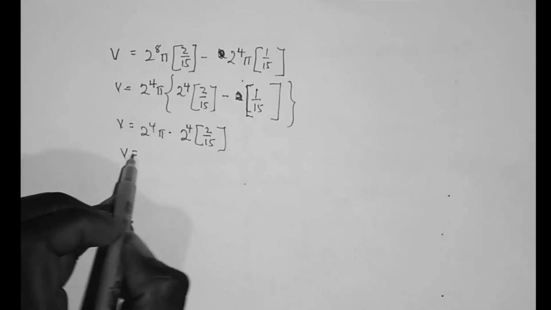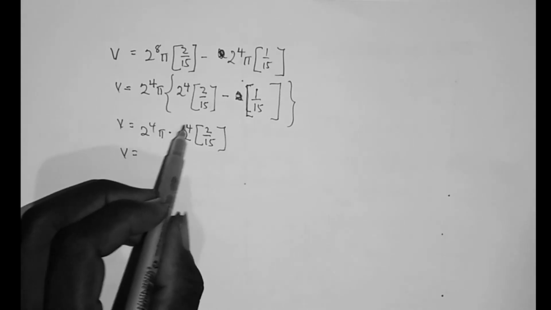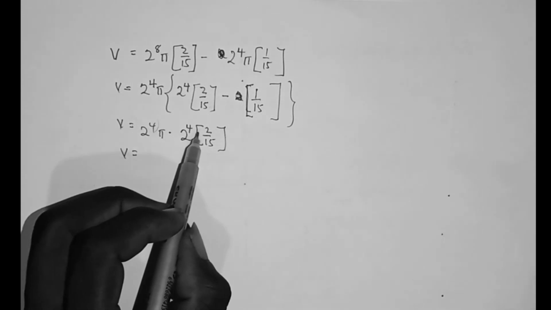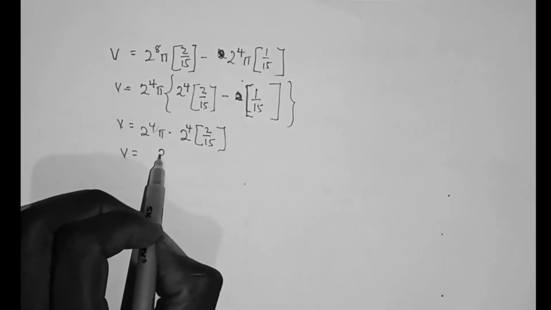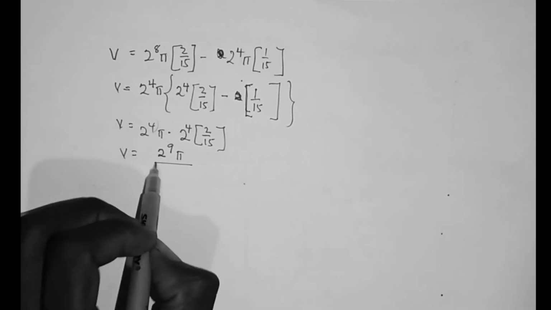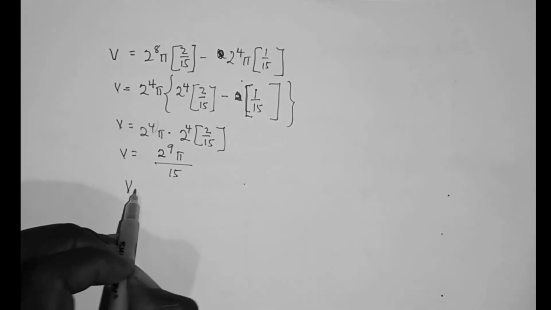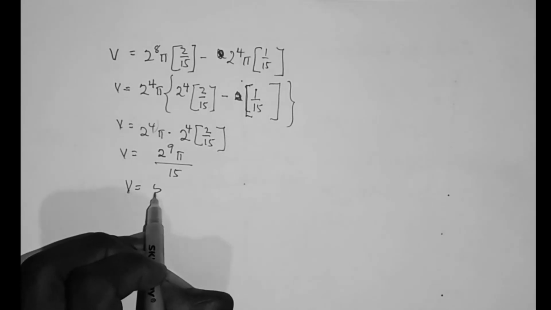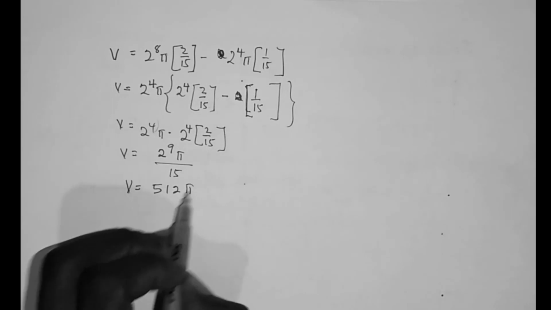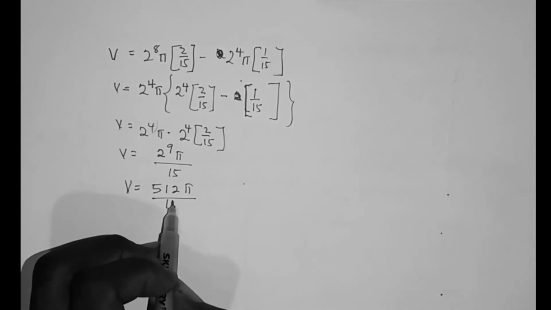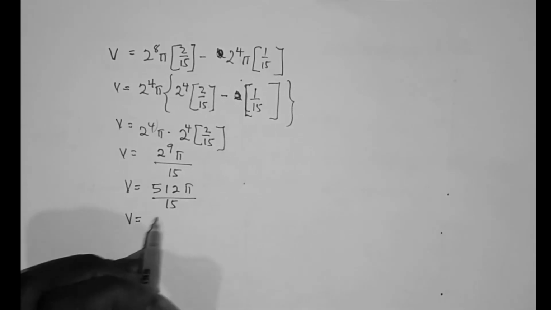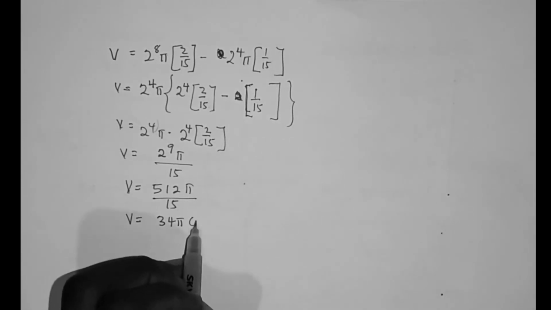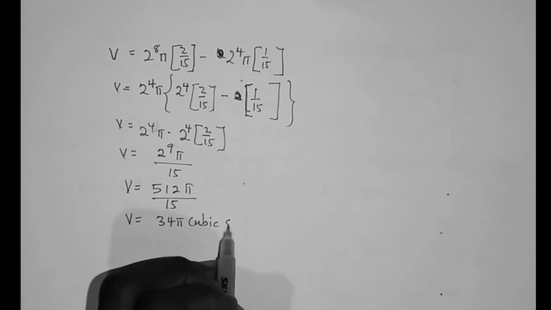So the volume is equal to 2 exponent 4 times 2 exponent 4 times 2. 2 exponent 4 times 2 exponent 4 is 2 exponent 8, times 2 is 2 exponent 9. So this is 2 exponent 9 pi divided by 15. 2 exponent 9 is 512. So this is 512 pi divided by 15. And the volume generated is approximately 34 pi cubic units.